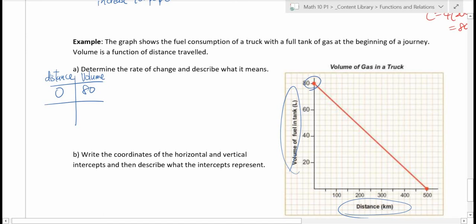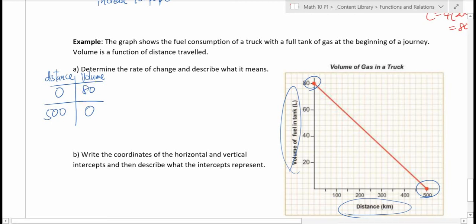The amount of gas will be 80 liters. We can also use the second point right here. When the distance traveled is 500, then we have 0 liters of gas left, okay? So what is the rate of change? Well, rate of change is going to be how much gas we used per kilometer, okay?